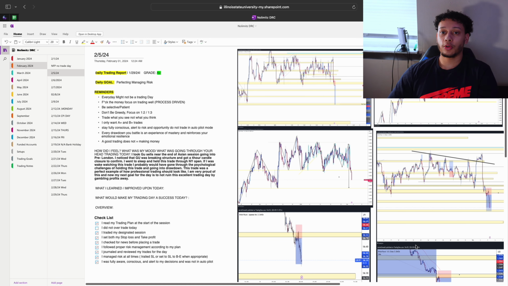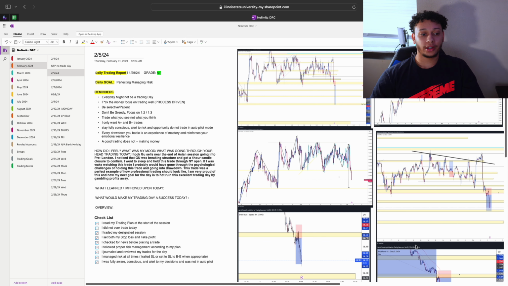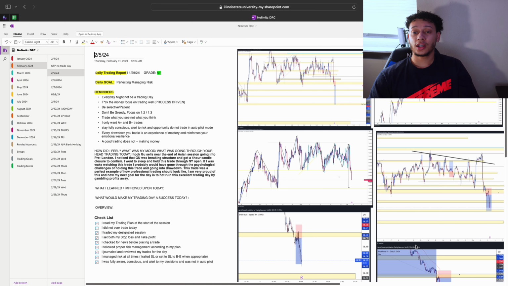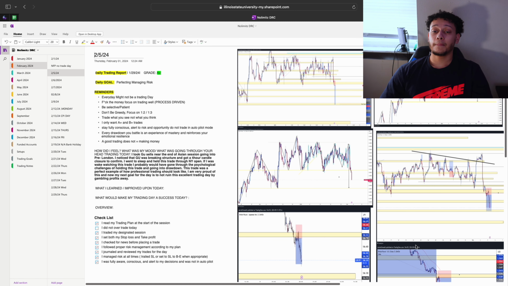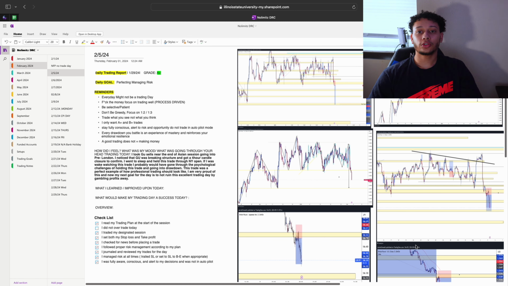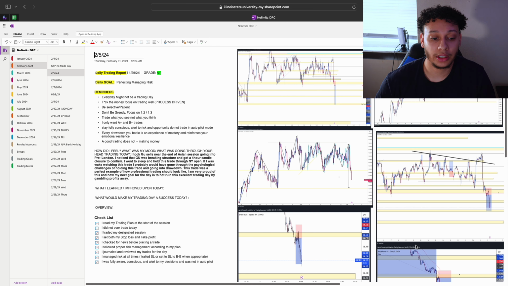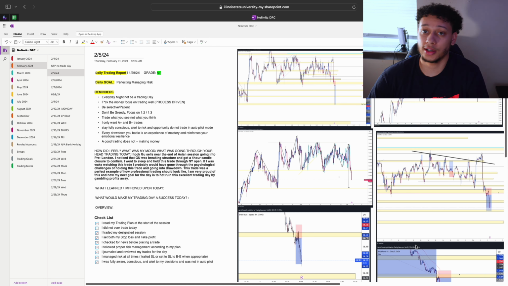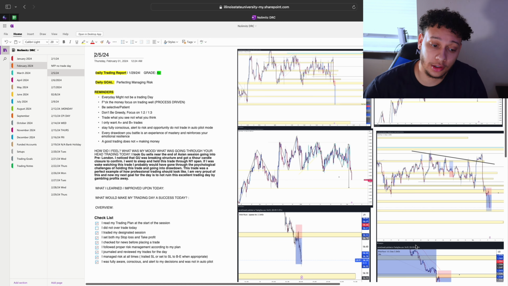Now, this is more of a manual journal, right? More of like a psychological journal. There are automated journals out there that you can use to specifically track your statistics and your win rate and things of that nature. But this is more of like your psychology journal to where you can go through your playbook. You can talk about your journal, your thoughts and why you took certain trades and things of that nature. So let's get right into it.